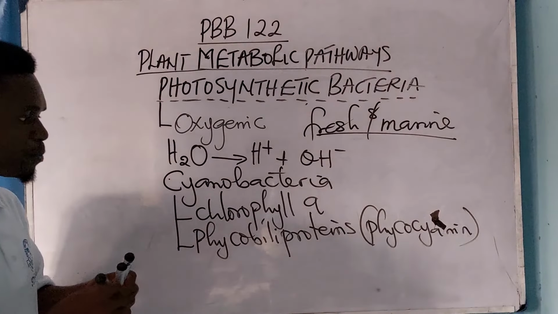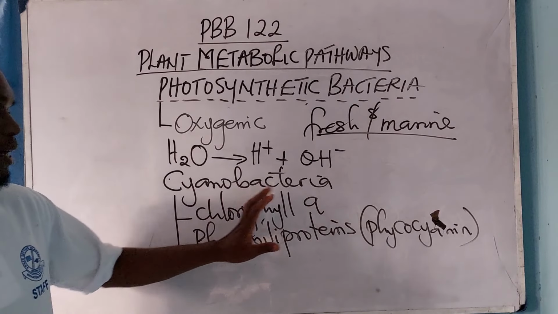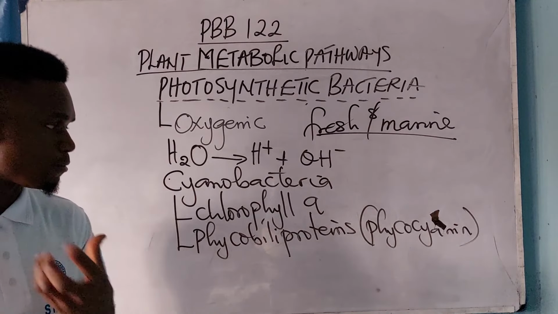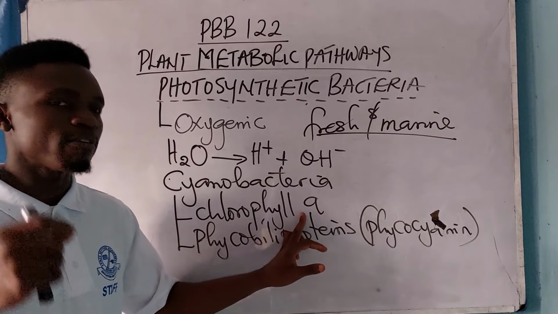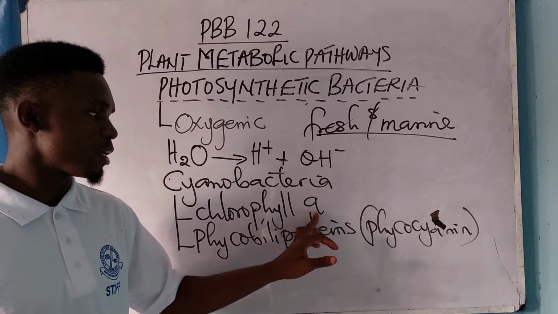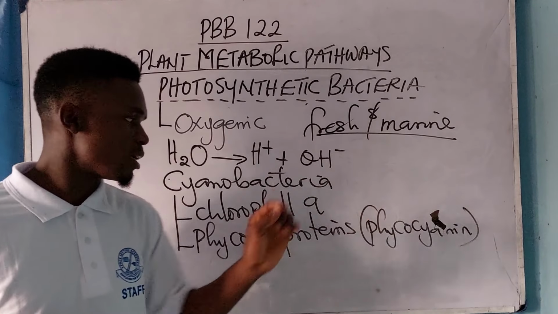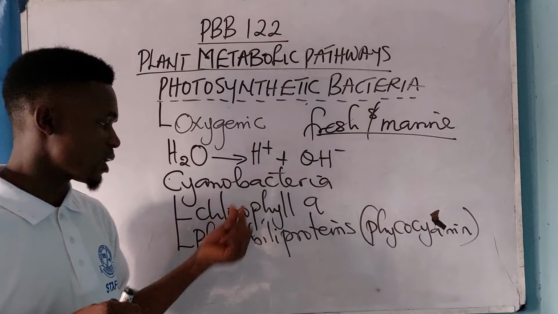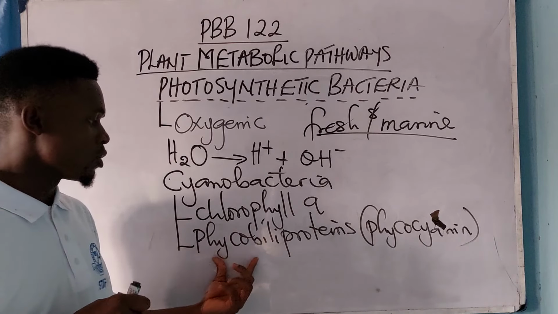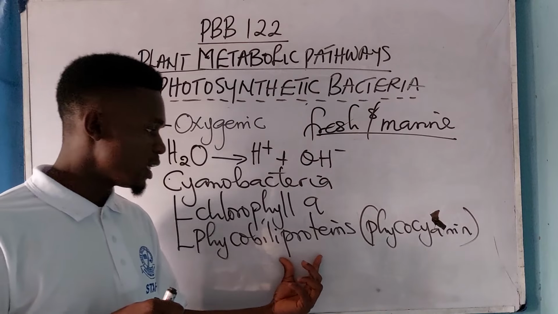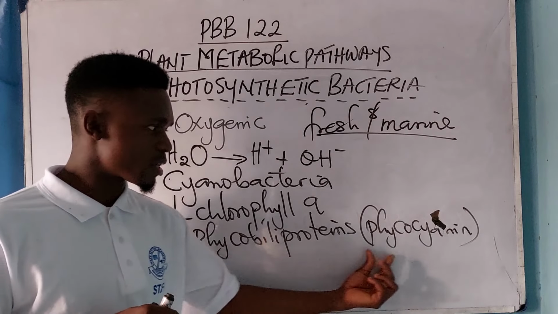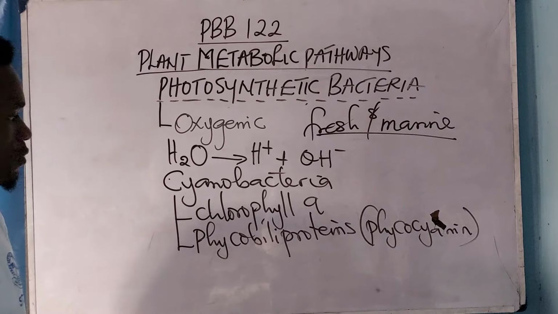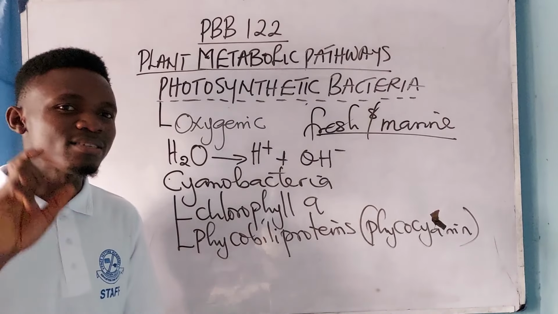These are the two pigments that cyanobacteria make use of during the production of food. Chlorophyll A. You know we have 6 types of chlorophyll: chlorophyll A, B, C, D, and E. But this very chlorophyll A is found in cyanobacteria. The other pigment is the phycobilin proteins called phycocyanin. Please take note of this.